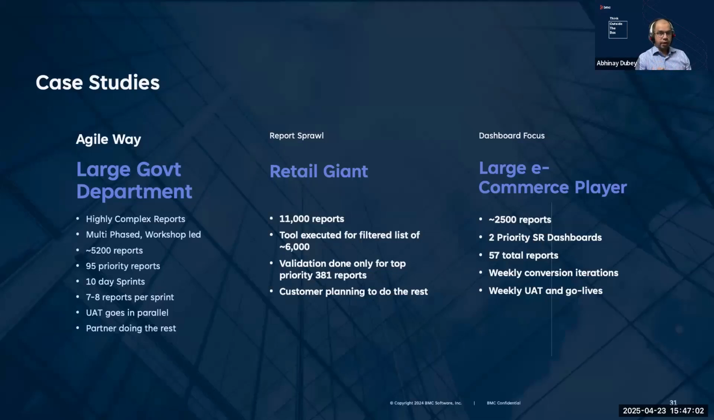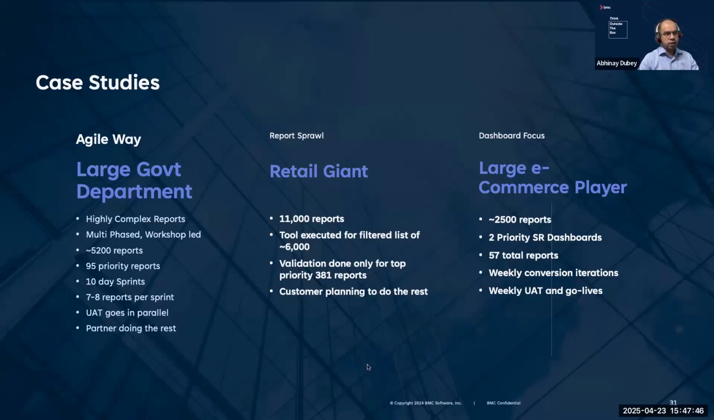The next one is a retail giant, and they are a classic example of report sprawl. So they had over 11,000 reports, and right after the first assessment, they thought almost half of them are not even being used. The number of reports which were migrating was 1,000, but again, validation from their end users was only 381. So again, it highlights the importance of assessment.